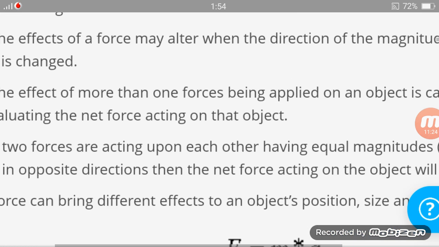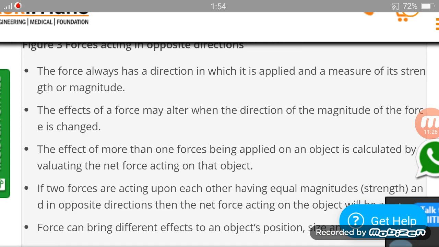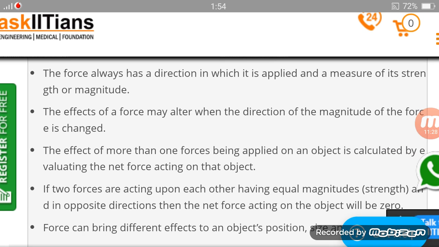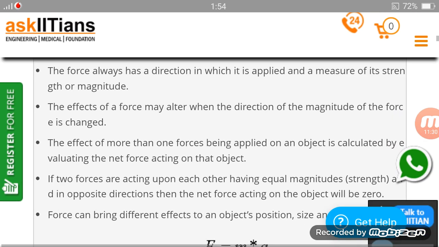The second point is the effects of a force may alter when the direction or the magnitude of the force is changed. So the effect of the force may vary or change when the direction or magnitude of the force is changed. Means when we change the direction of the force, the effect may change.